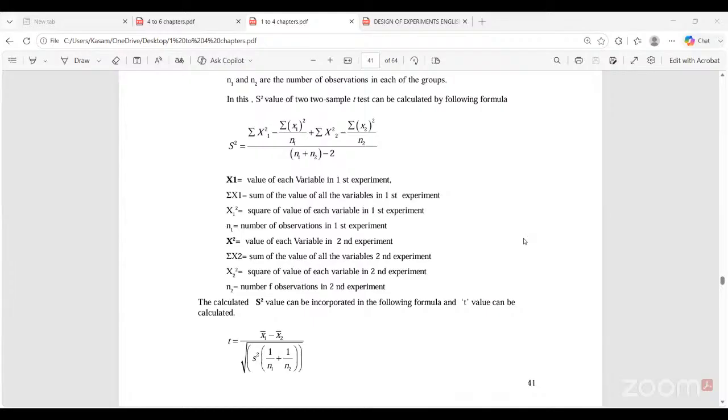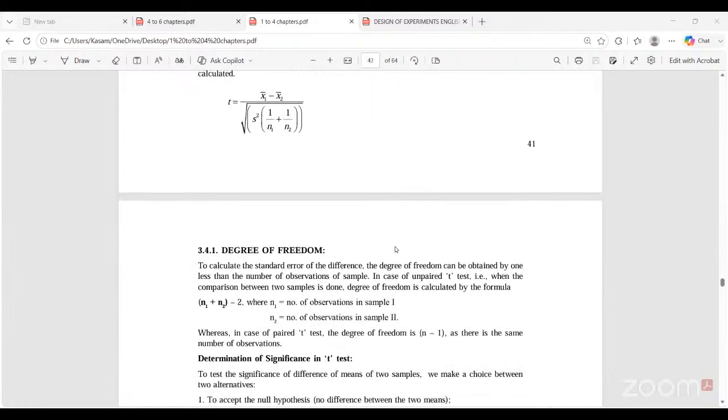Summation of x1, the total sum of the values of the variables of the first experiment. Summation of x1 squared, the squares of the values in the first experiment. The number of observations in the first experiment, the value of each variable in the second experiment, the sum of the values of all the variables in the second experiment, and the squares of the values of the variables in the second experiment. The calculated square values can be incorporated in the following formula to calculate x1 minus x2.